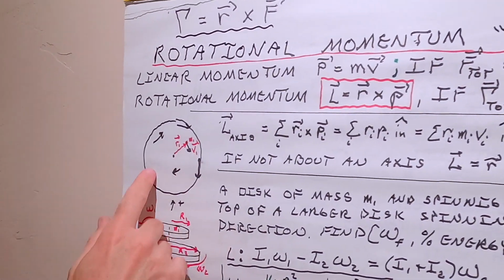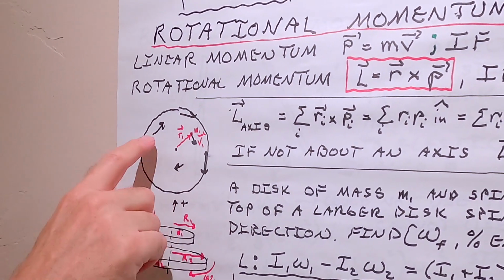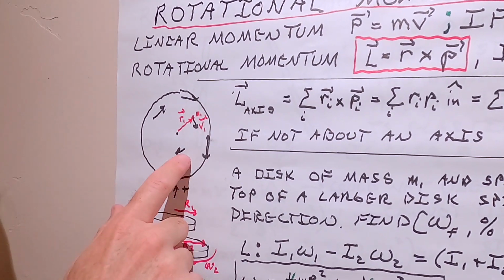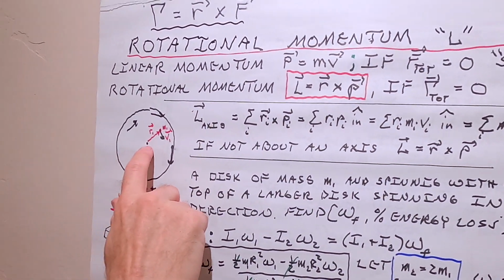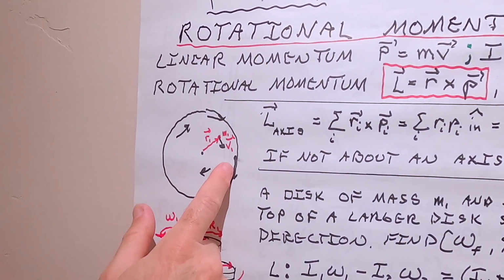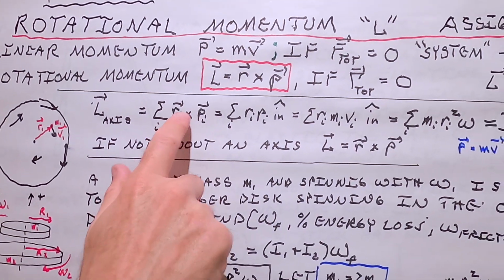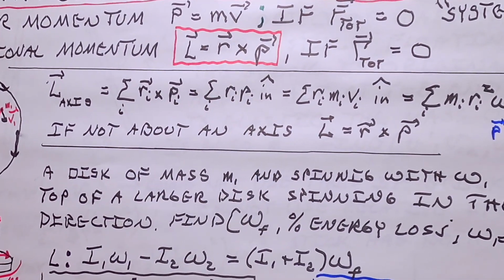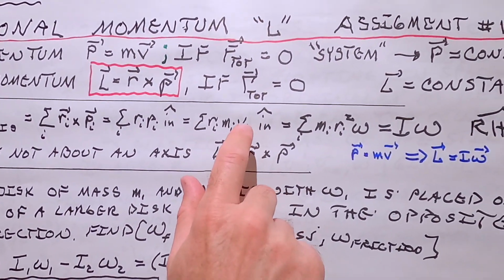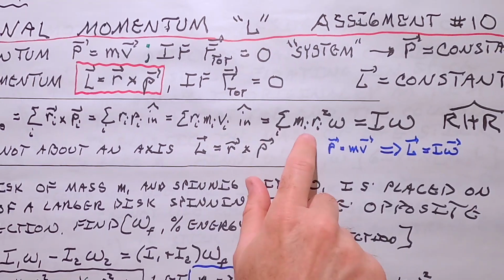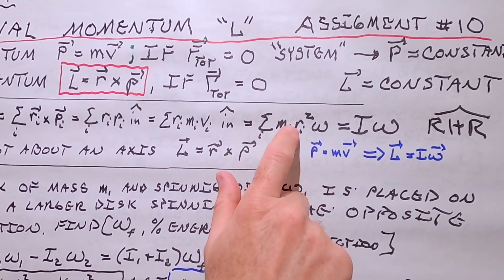Well, let's say we have an object like this, just a disk spinning right here. Then we just add up all the little r cross p's of all the little pieces going around. The angle between all the r's and all the v's is 90 degrees, so I can get rid of the sine of the angle between them, and it's just r times p. I can turn my p into mv, and I can turn my v into r omega. And this was just my I, and that's omega.